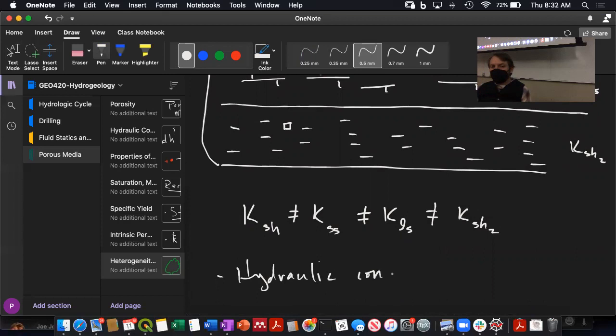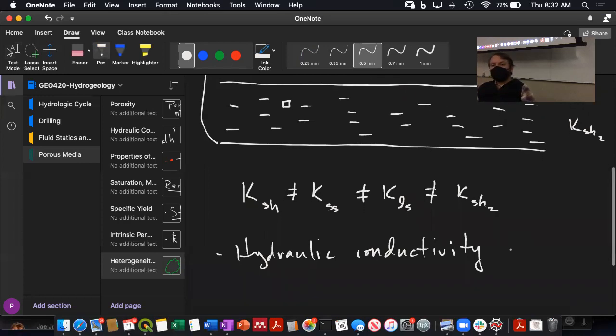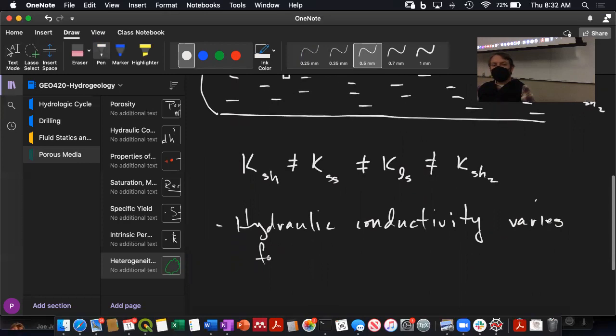or permeability, or any property actually. But here, when I refer to heterogeneous or isotropic, I'm almost always referring to the hydraulic conductivity in this class. If it varies from one location to another, that is heterogeneous.